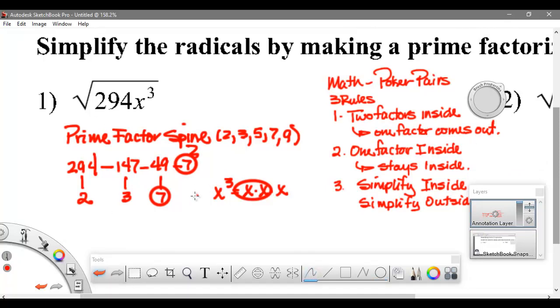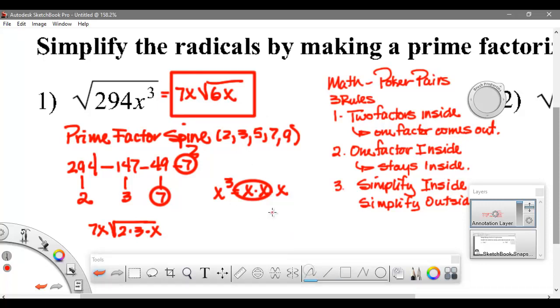So now I'm ready to do that. You can see the 7's come out. 1 7 comes out. I have 2 x's on the inside, so 1 x comes out. There's my radical. And what's left inside, there's only one of those, 1 2 and 1 3, and I have 1 x. So they have to stay on the inside. So 2 times 3 times x is on the inside. Now I want to simplify the inside. It's already simplified for me. And now I have to take 2 times the 3 is 6, and 6 times x is 6x. So that is the answer to problem number 1.